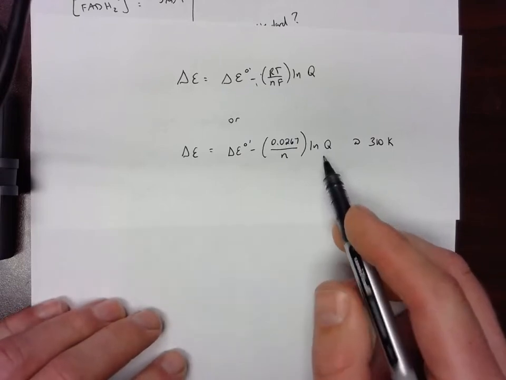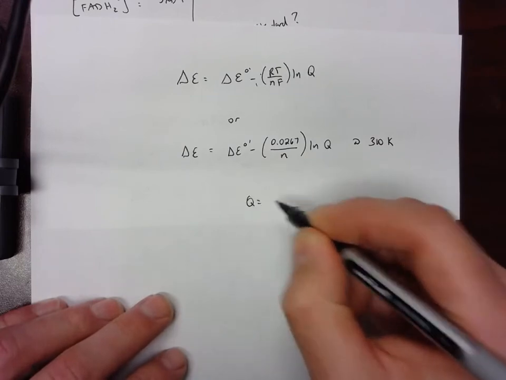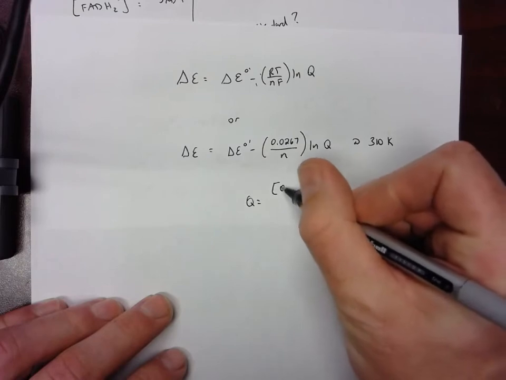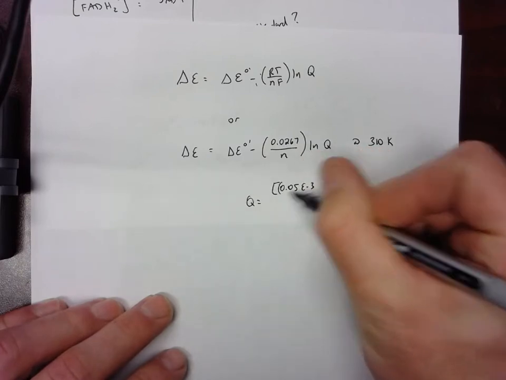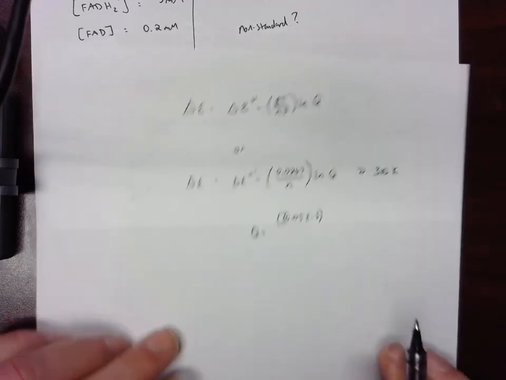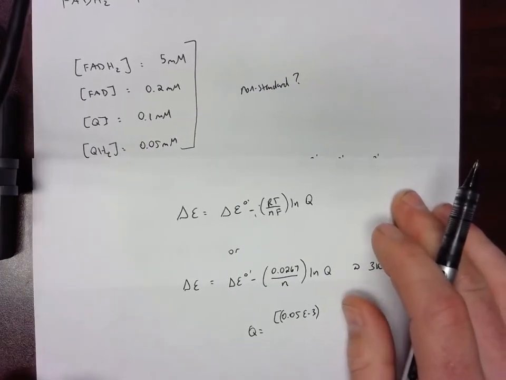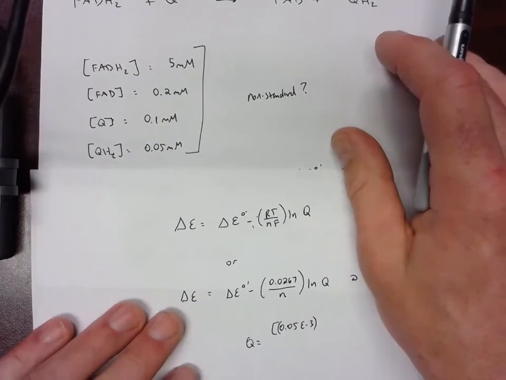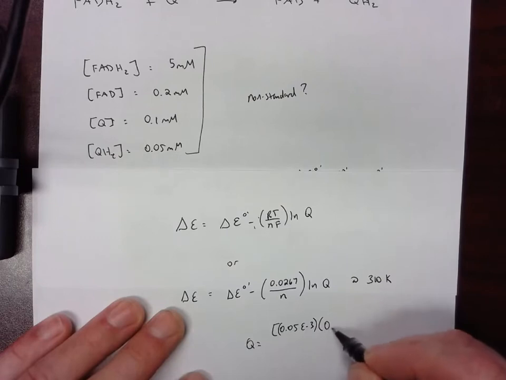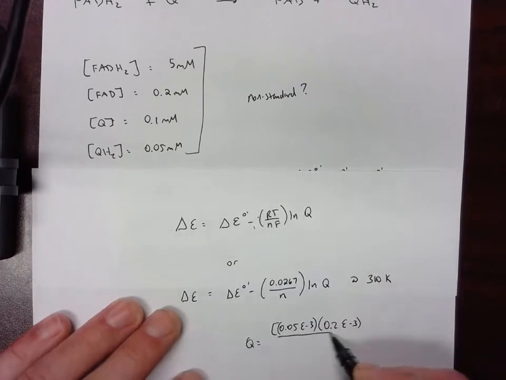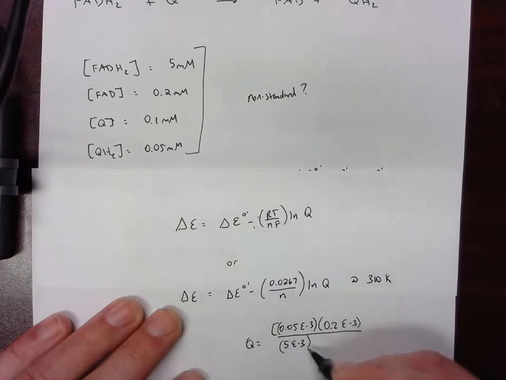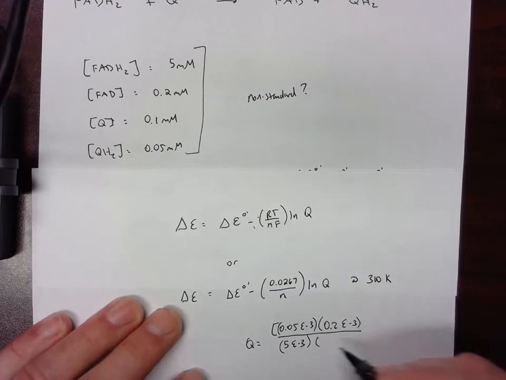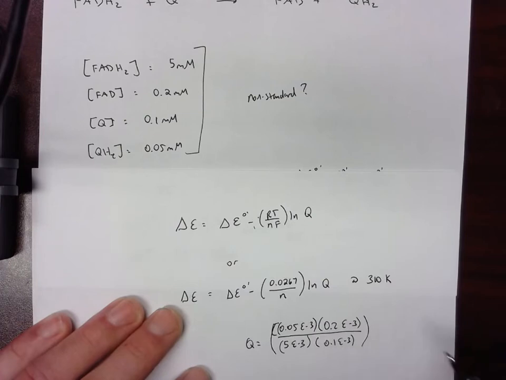So we need to find what our Q is. And Q is going to be products over reactants. So I need to convert these to molarity. This is my concentration of QH2, which is one of my products. FAD is also another product. And then Q and FADH2 are both reactants. So 0.05 times 10 to the negative third, then 0.2 times 10 to the negative third. That's our products, divided by reactants. 5e to the negative third, which is our FADH2 concentration, and then 0.1e to the negative third, which is our Q concentration. Okay, so here's our Q term.